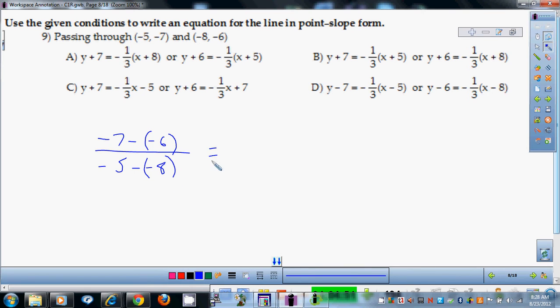So negative 7 plus 6 is negative 1. Negative 5 plus 8 is positive 3. Hey, what do you know? It's negative 1/3. So it's all about now which option correctly plugged in the 2 coordinates.